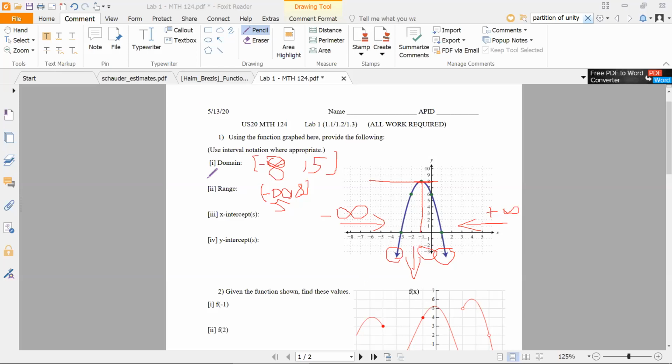Both are accurate, actually. Both are accurate. -8 to 5, or all real numbers, are accurate.